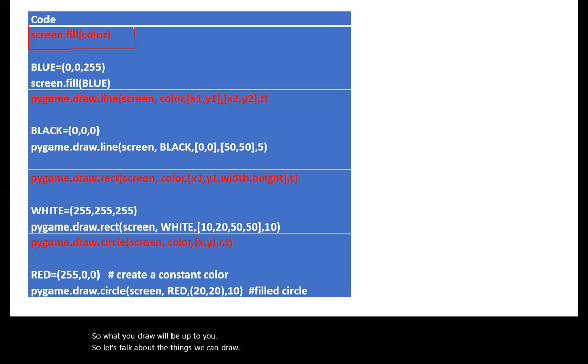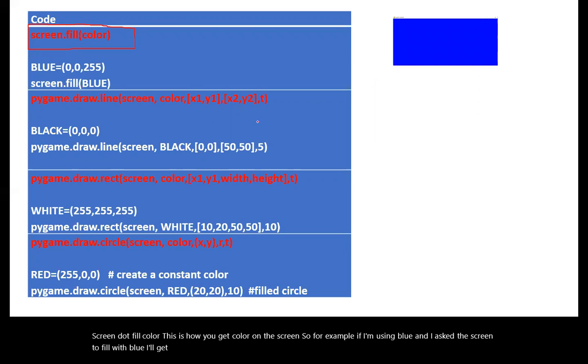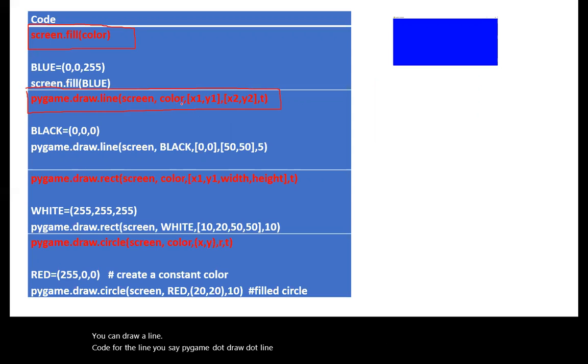Screen dot fill color. This is how you get color on the screen. So for example, if I'm using blue and I ask the screen to fill with blue, I'll get a blue screen. You can draw a line. The code for the line, you say pygame.draw.line, screen, whatever color you want, top left-hand corner, bottom right-hand corner. So we're going to draw black on our blue background. It's going to start at 0, 0, go over to 50, 50, and this is the thickness.